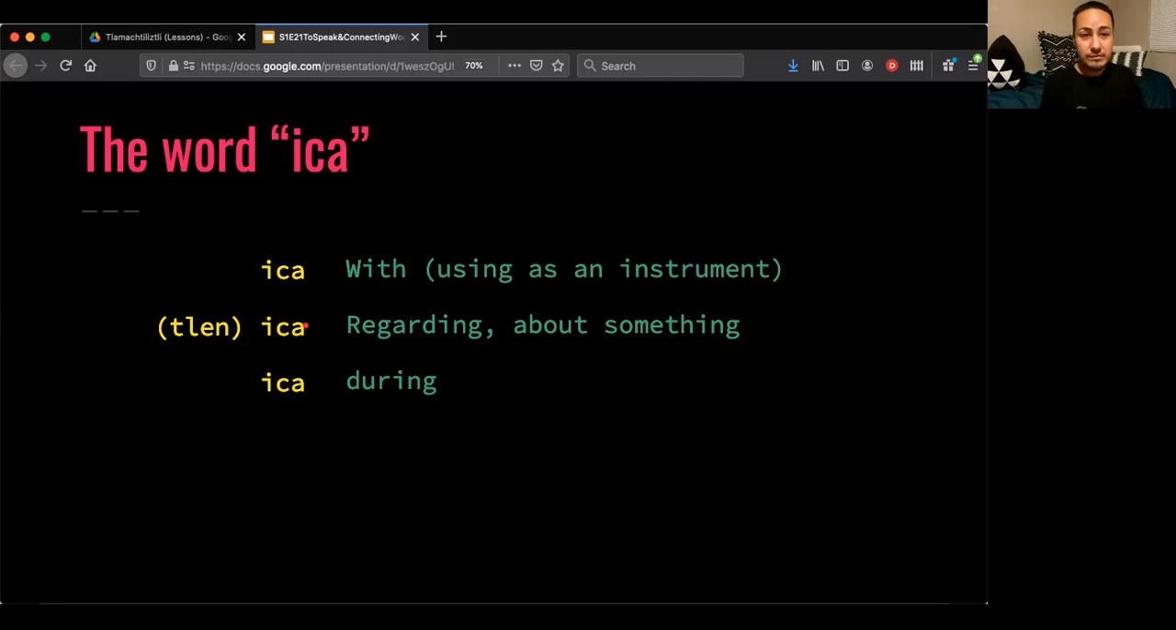When you see the word tica, it can mean with. Now this does not mean with like with a person. It means with when you're using something as an object, as an instrument. Like I use this spoon, and with this spoon I feed myself. That kind of with, when you use an object as an instrument. And if you want to say to talk about something or to talk regarding something, in Nahuatl you can just say ika, or you can say tlenica. Tlenica is like about or regarding, okay? And you'll see also in this class that ika can also mean during, like during a specific period of time.